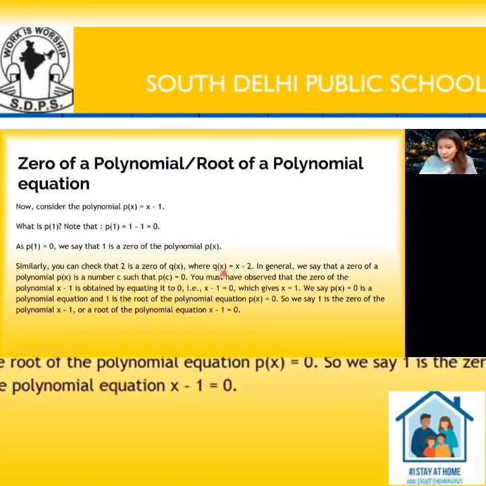Also, let's say a polynomial q(x). Let us take the polynomial to be x minus 2. Now, if in place of x we put 2, 2 minus 2 is 0. So, the value of the polynomial is 0. Therefore, 2 will be the zero of the polynomial. Is that clear? Okay.